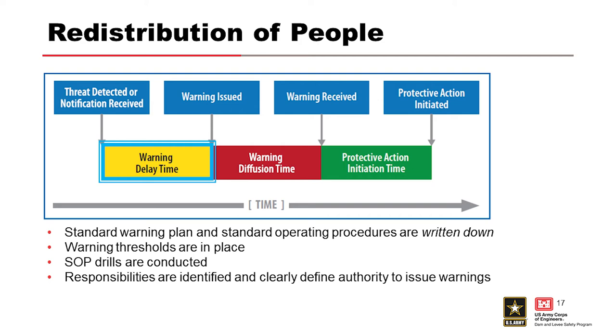So I'm going to touch on each one of these real quick and on the factors that matter when it comes to reducing this delay time. Starting with warning delay time. Any thoughts on what matters when it comes to an emergency management agency between when they know there's a problem and when they actually flip the switch on their warning system? Very good. What about verification?